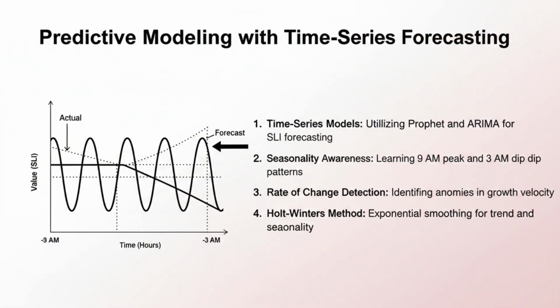Advanced anomaly detection goes beyond current stats and looks into the future. By using time series forecasting models like Prophet, ARIMA, or Holt-Winters, we can predict expected SLI values based on historical trends and seasonality. These models learn that traffic peaks at 9 a.m. and dips at 3 a.m. If the actual latency at 9 a.m. is lower than usual but rising faster than predicted, the model flags it. This allows us to detect anomalies not just by absolute value, but by the rate of change relative to the forecast. This level of sophistication is critical for maintaining high availability in services with high seasonality.